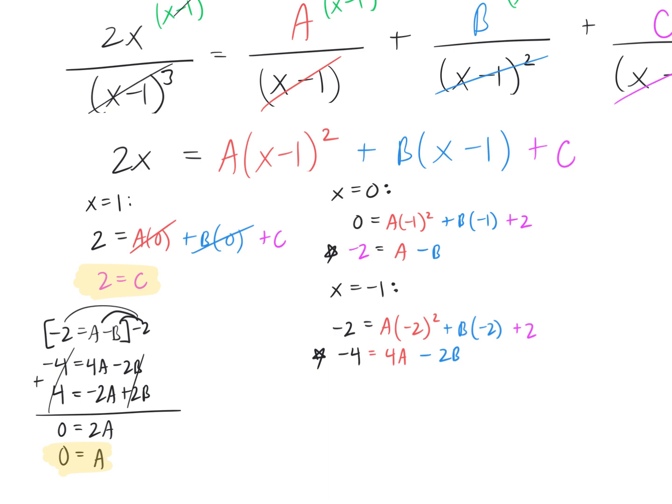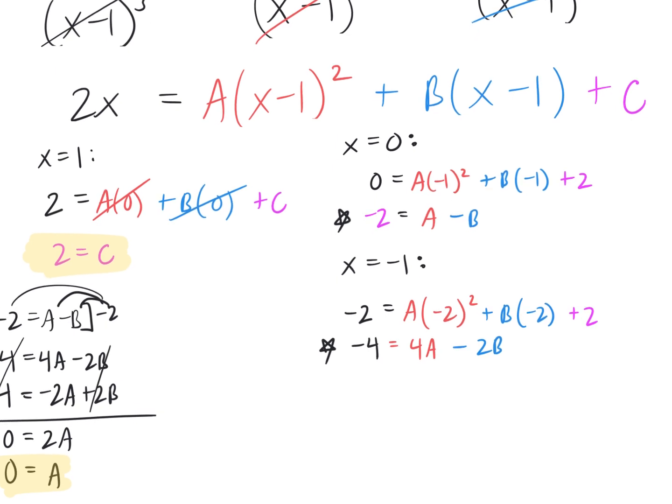So I know A is 0, so I can go back to one of these equations here. If I know A is 0, that means that B is equal to what? 2, because I would divide by that negative one, right? So I get B equals 2.